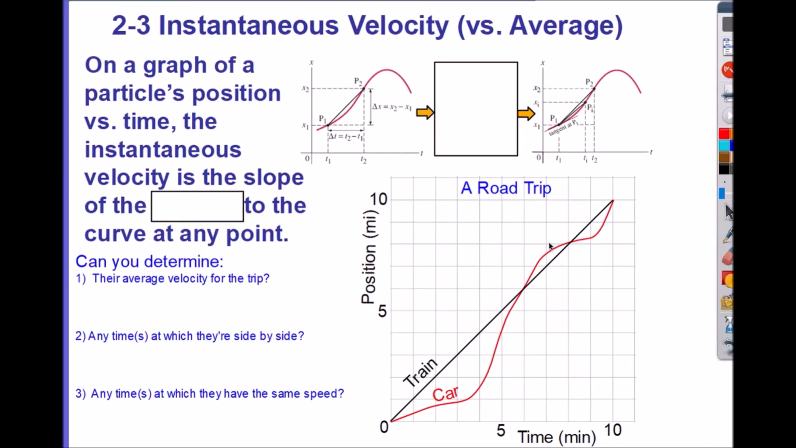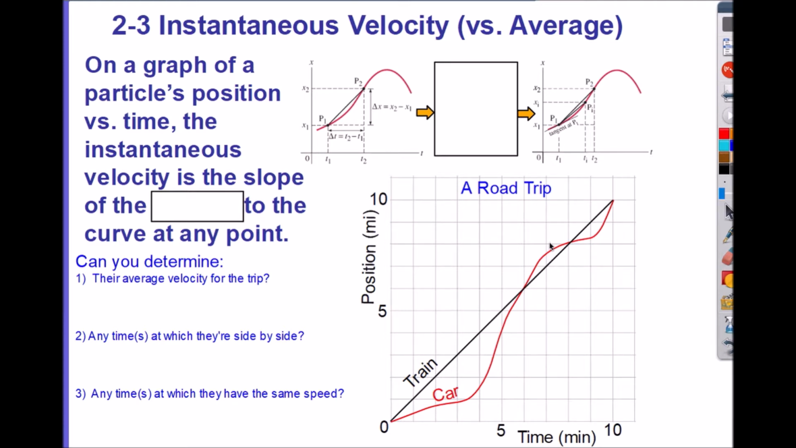Okay, let's go ahead and take a look at section 2.3 now in your book on instantaneous velocity, versus average. Up until now, we've considered just a general definition of average velocity. It's just the average rate at which an object's position changes during a certain time period. Now, for a few situations, that's all that's needed.